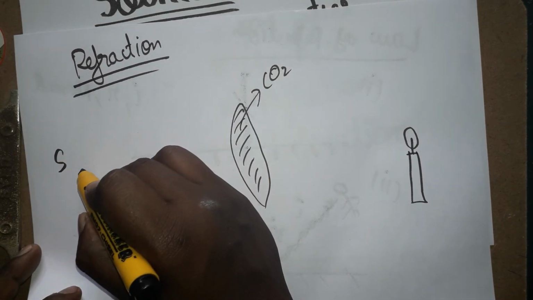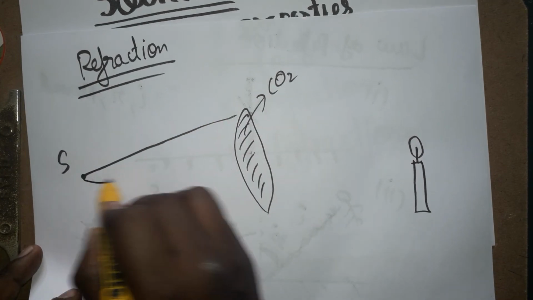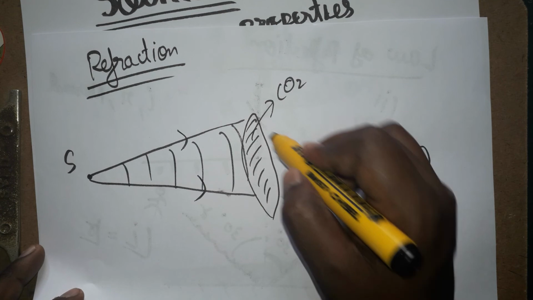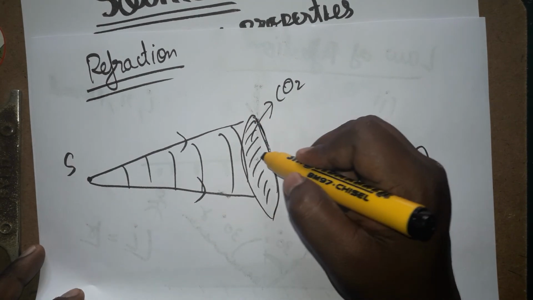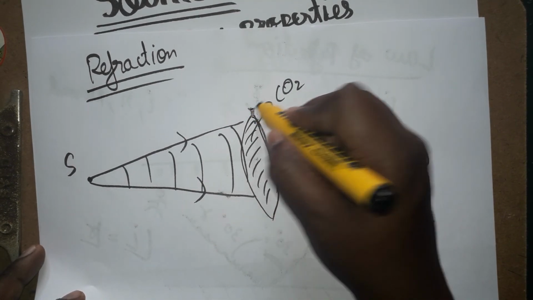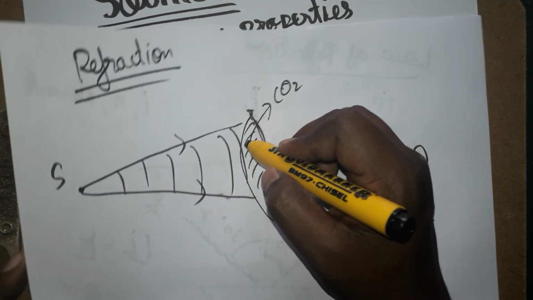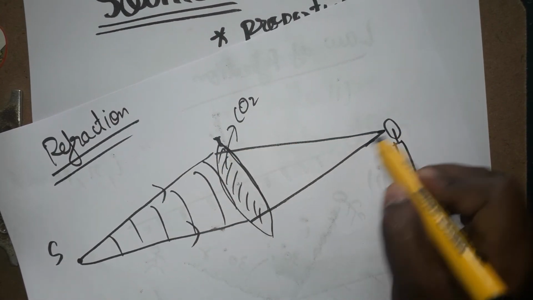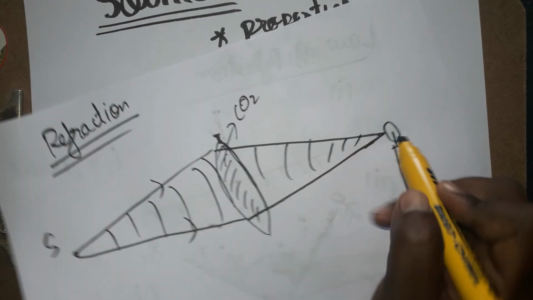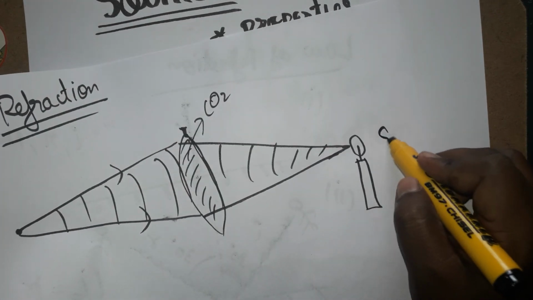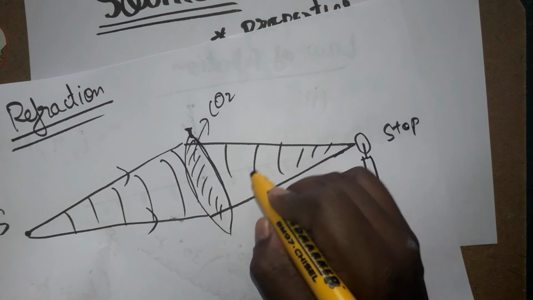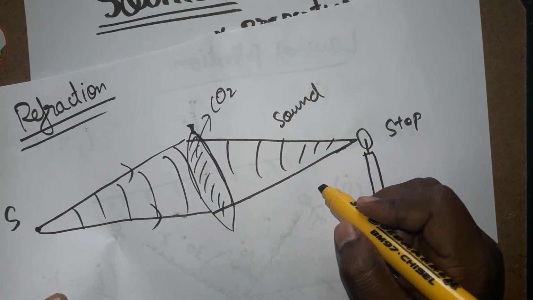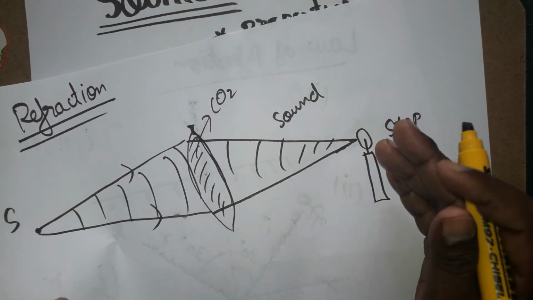I am producing the sound wave. Directly it is going like this. When it goes through this carbon dioxide bag, it looks like a convex lens, so all the sound is going to focus at one particular point. When it is focusing, this burning candle is going to stop burning because of the focusing of the sound wave. Using this experiment we proved that sound has refraction also.